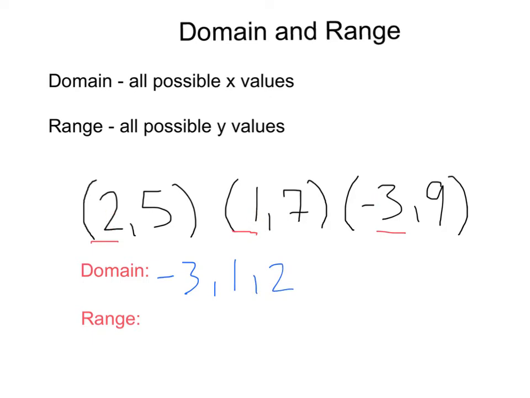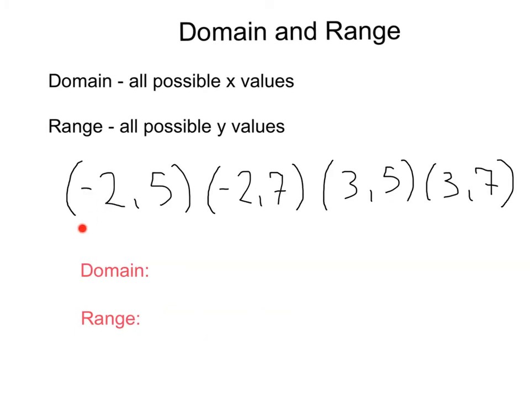All right, next we want to consider all our y values. So our y values are going to be 5, 7, and 9. Let's go ahead and put that as our range: 5, 7, and 9. It's as simple as that. Our domain, the x values, range, y values. Let's take this relation here: (-2, 5), (-2, 7), (3, 5), (3, 7).